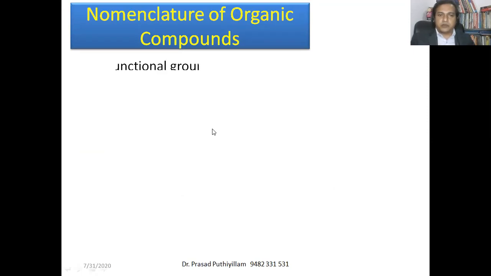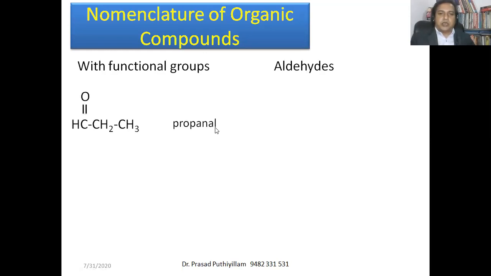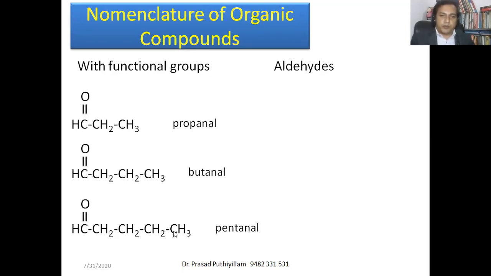The next functional group is aldehydes. For aldehydes, we give the suffix -al, and the aldehyde functional group is CHO. The aldehyde functional group always comes at one extreme end, either this end or the other end, because otherwise it will become a ketone functional group. Therefore, it is propanal. This is butanal: 4 carbon atoms are there, therefore it is a derivative of butane, in which the e is replaced by al. That becomes butanal.